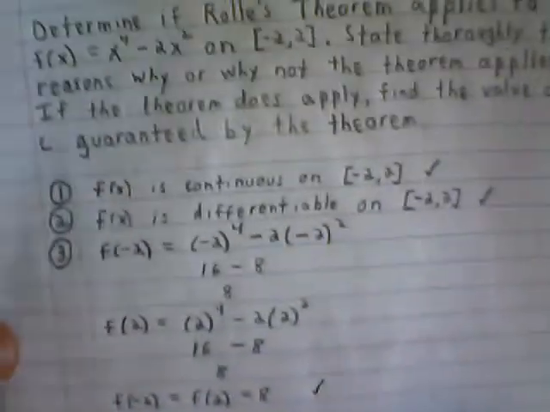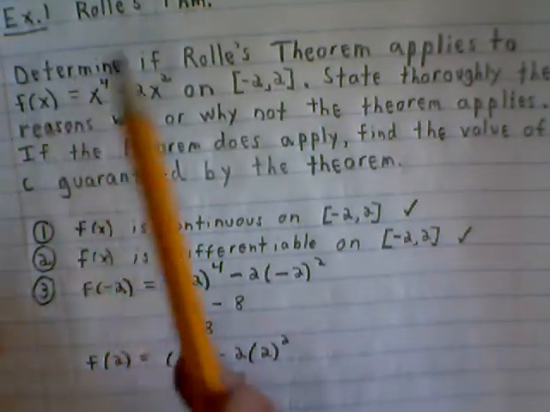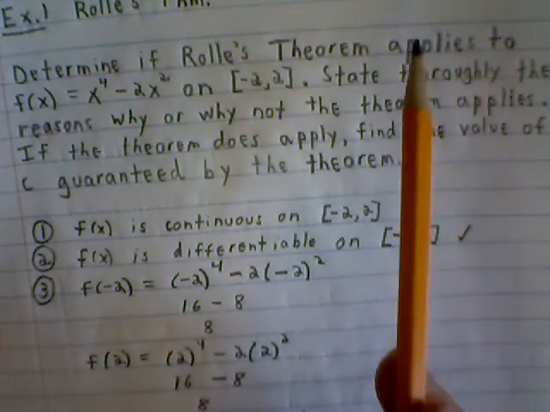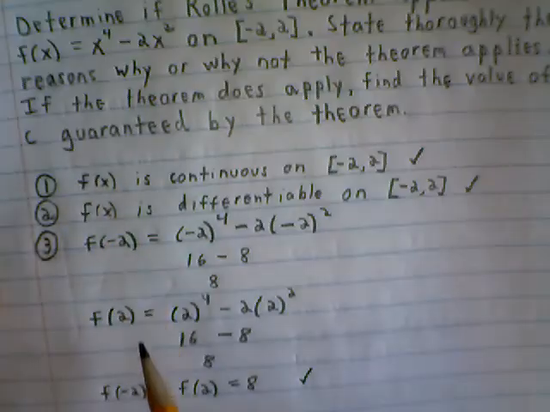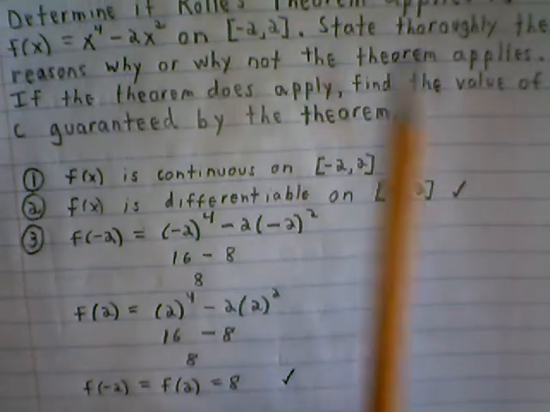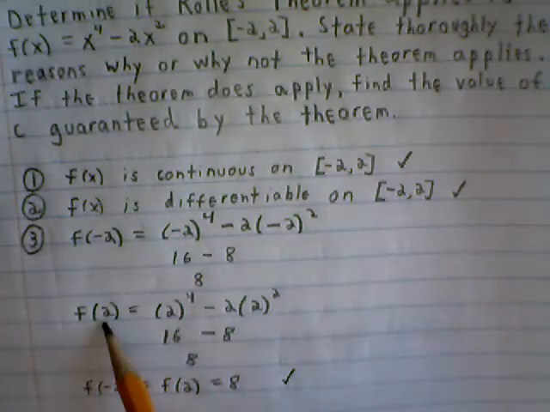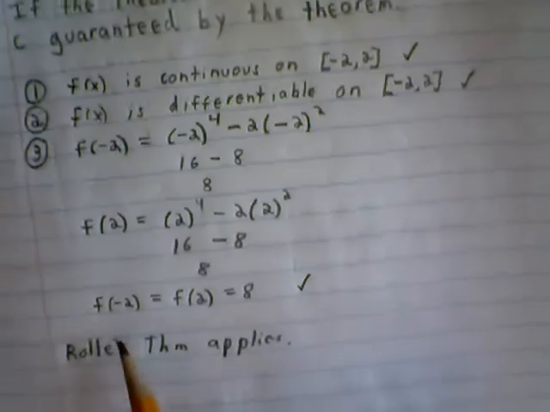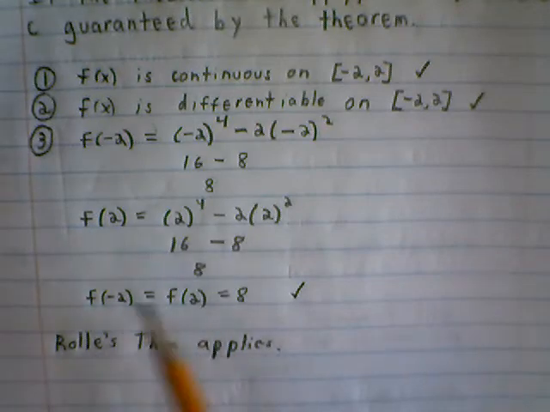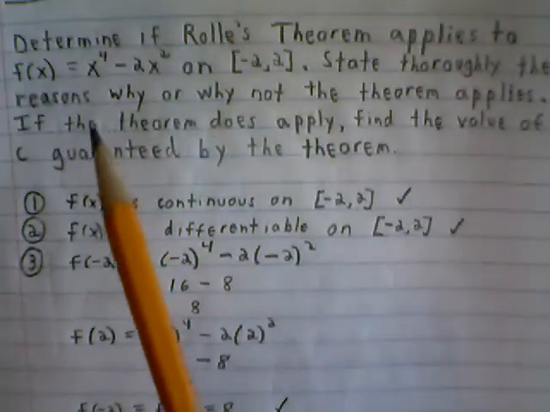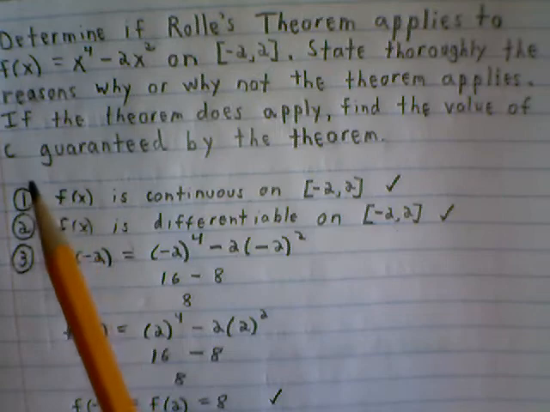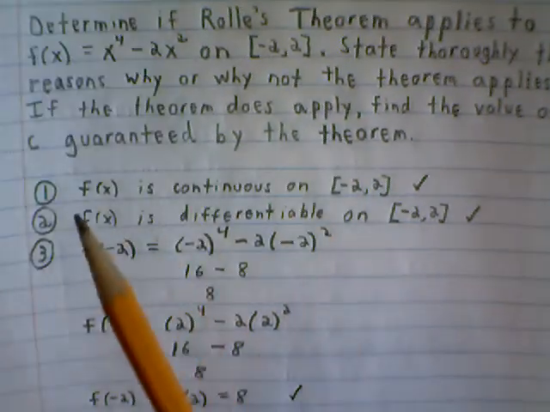All right. So we kind of answered the first question, determine if Rolle's theorem applies. That's a loaded question. That means you got to check these 3 things. Now, state thoroughly the reasons. We did that right now. We said it was continuous and differentiable, and we showed the y values were equal. Now, if it does apply, find the value of c guaranteed by the theorem. So now we're on the last part.